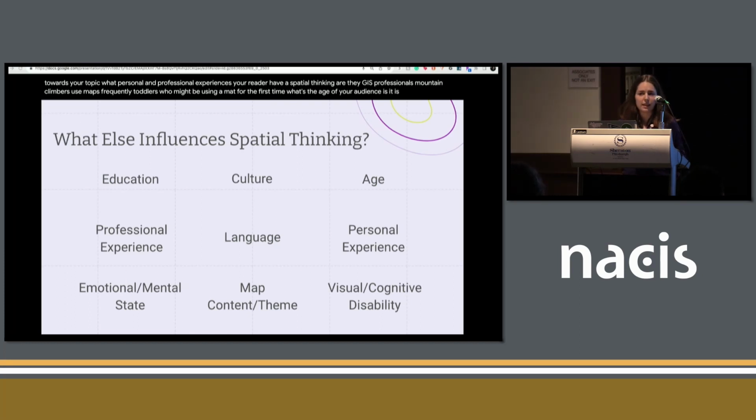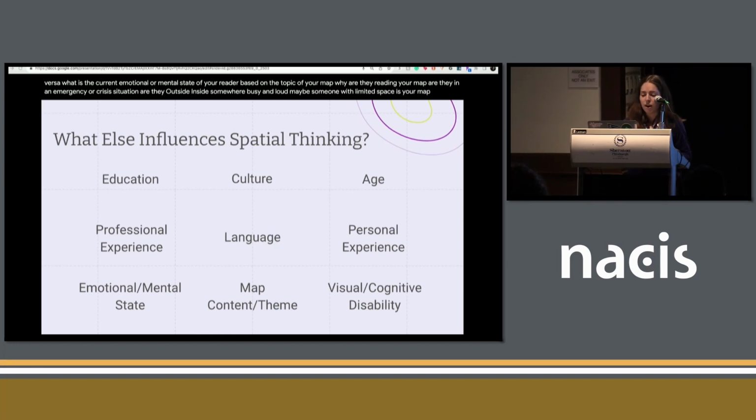What's the age of your audience? Is it a specific age or a range? How could your knowledge of your audience's age inform your assumptions about their cultural biases and education level, or vice versa? What is the current emotional or mental state of your reader based on the topic of your map? Why are they reading your map? Are they in an emergency or a crisis situation? Are they outside, inside, somewhere busy and loud, maybe somewhere with limited space?